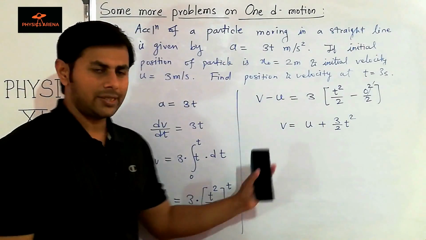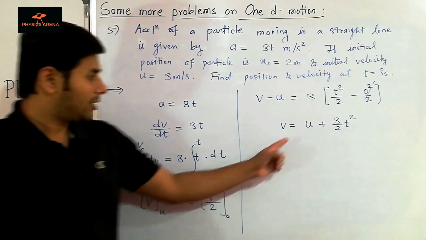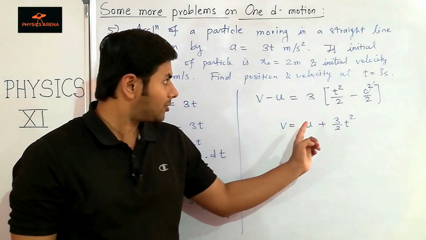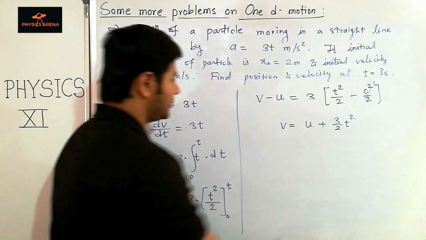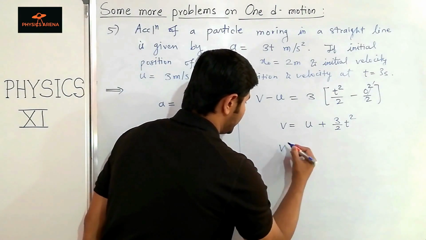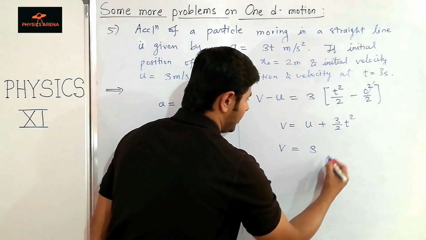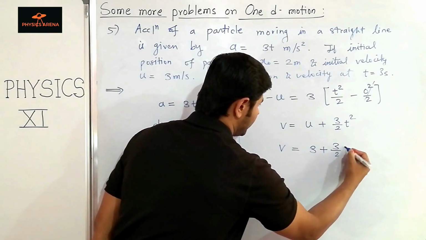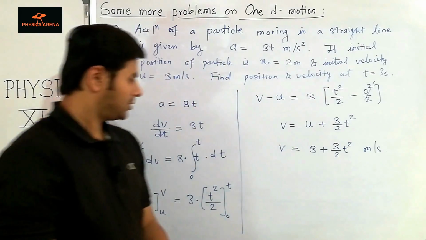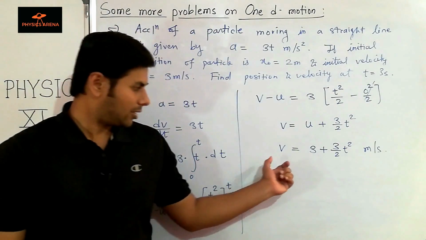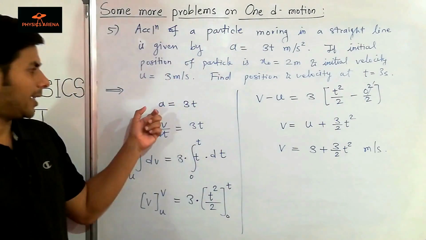Okay, so this is the relation for velocity, and we know what's the value of u. The value of u is 3 meters per second. So let's substitute it here. So we have v equals 3 plus 3 by 2 t square meters per second. Okay, so this is how we find velocity given acceleration.